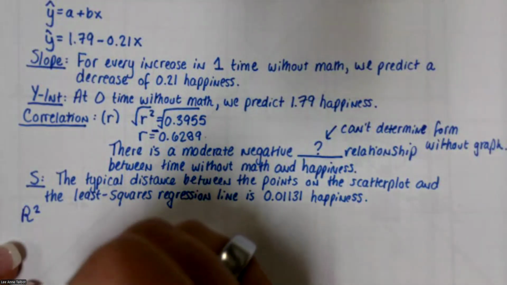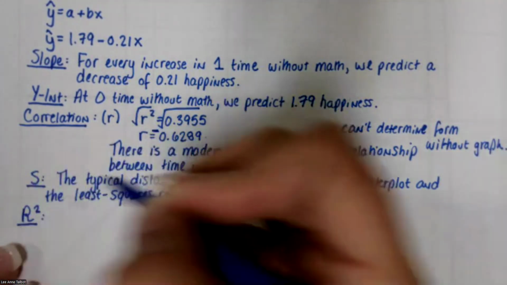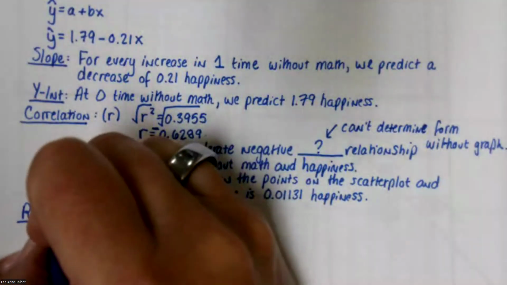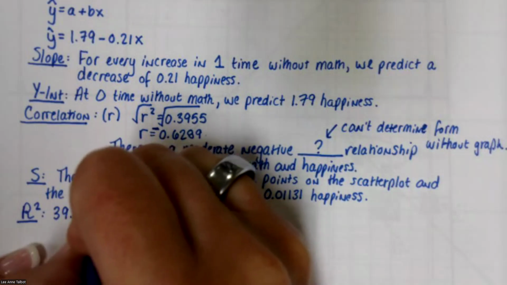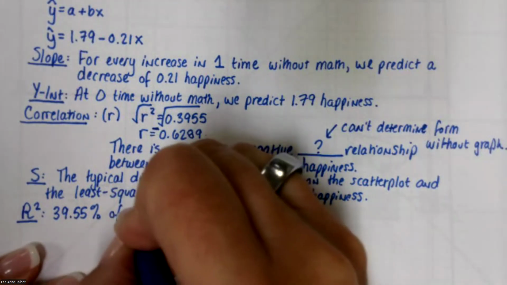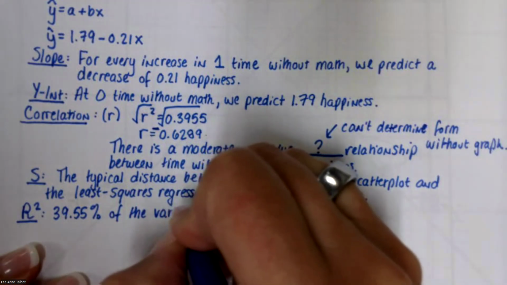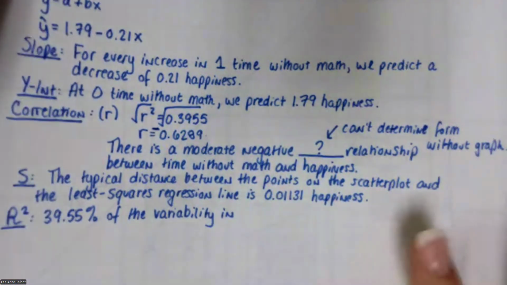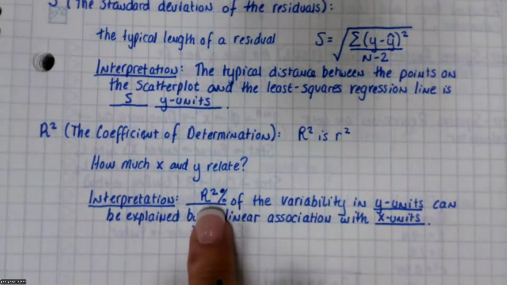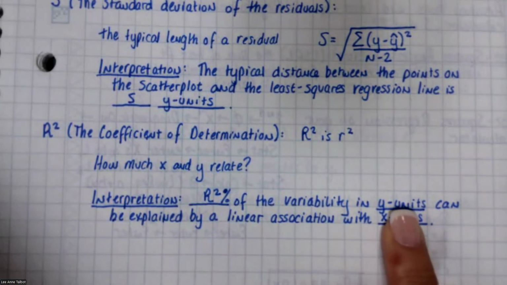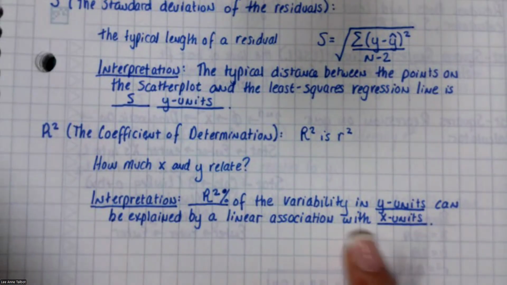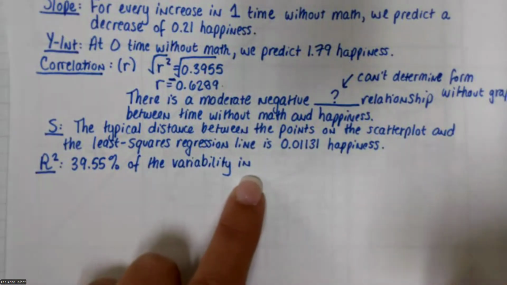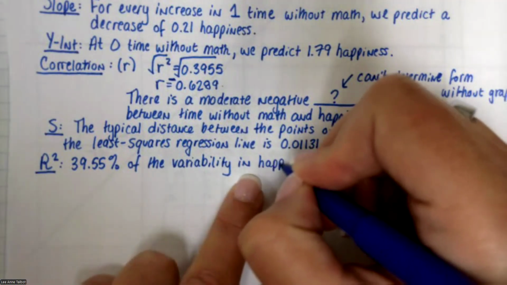Okay. All right, last one, and we're going to do this one twice because we did not finish that yesterday. R squared, capital for some reason. Oh, hold on. Let's look at the recipe. R squared of the variability in y can be explained by a linear association with x. R squared percent of the variability in y is happiness.